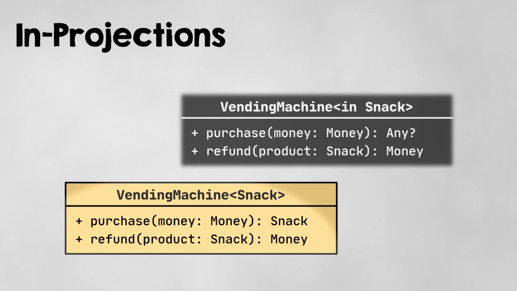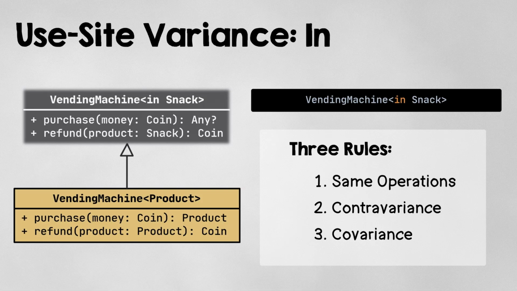Let's consider the same 3 rules again. First, we've got the rule of same operations. And same as always, since the base generic type is the same between these 2, we have the same non-private functions, so rule number 1 is satisfied. Rule number 2, contravariance. The parameter types in the purchase function are the same, so those are good. And the parameter types in the refund function are simply determined by the type argument. So as long as this is the same as or more general than this, then the rule is satisfied. And if not, then this won't be able to be a subtype. In this example, they are.